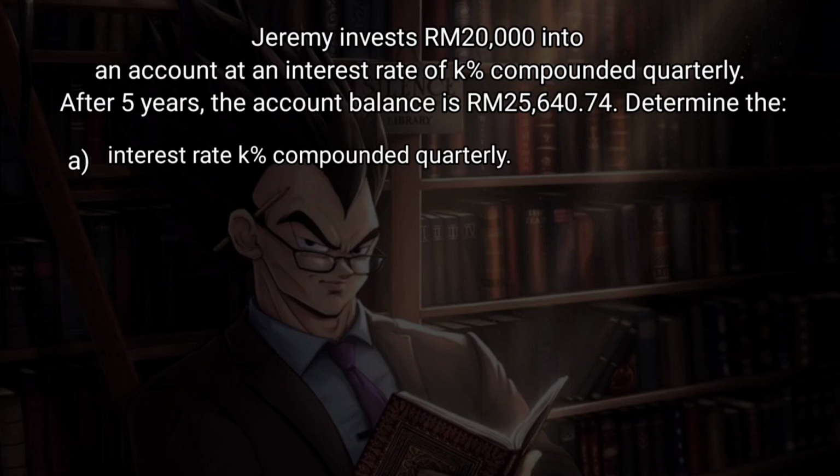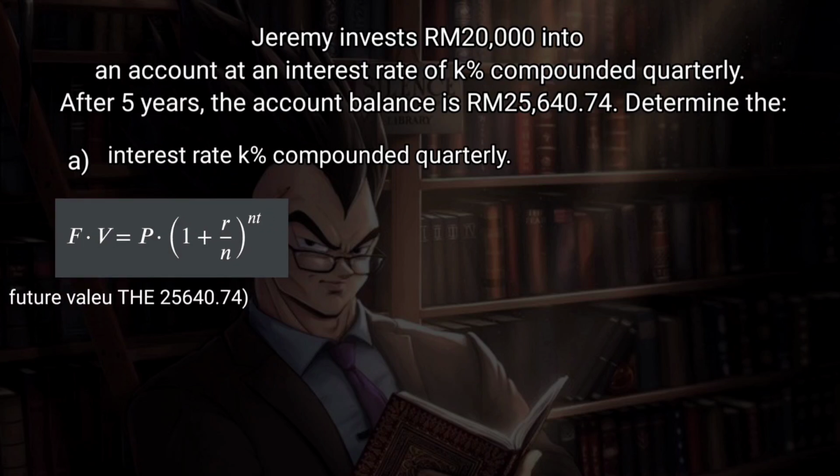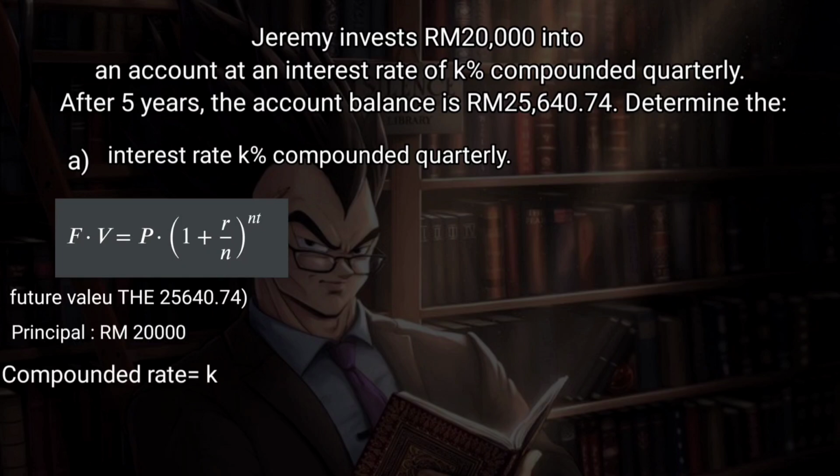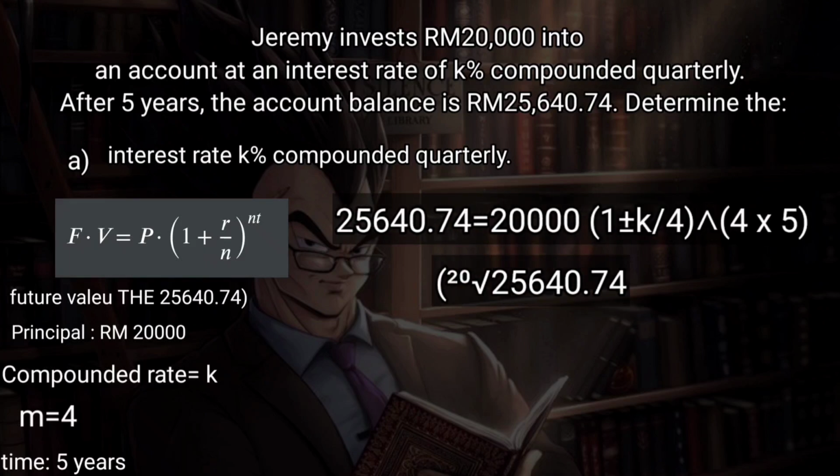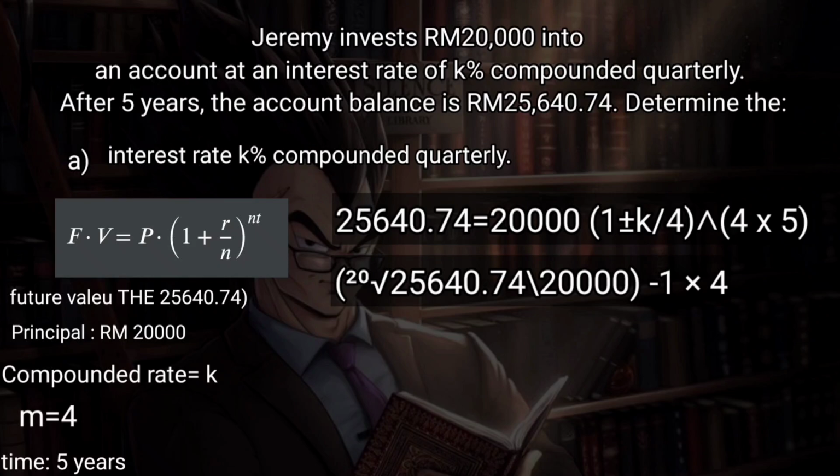To find K, we need to use the future value formula where S is 25,640.74, P is 20,000, R is K, M is 4, and T is 5. So we will rearrange this formula to this and do the calculation, and we will get the answer, which is 5%.